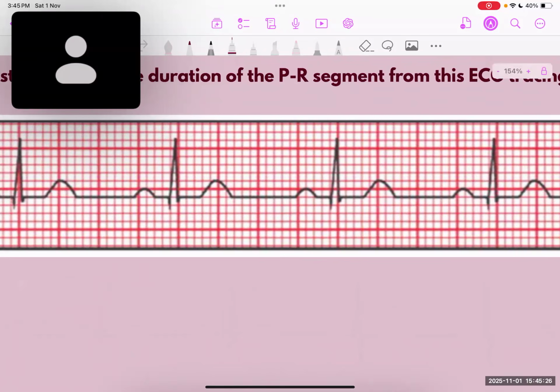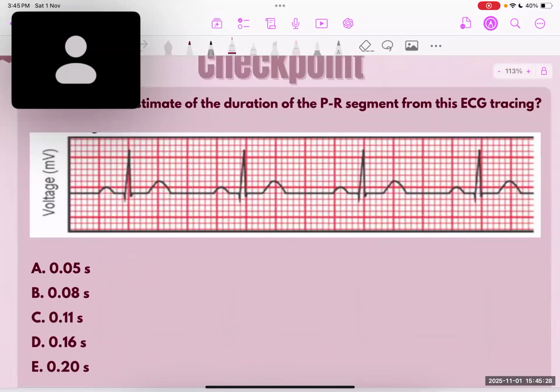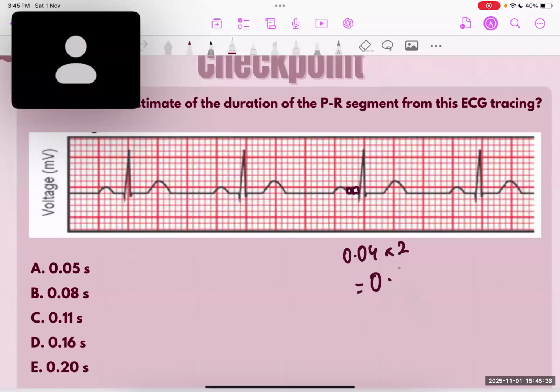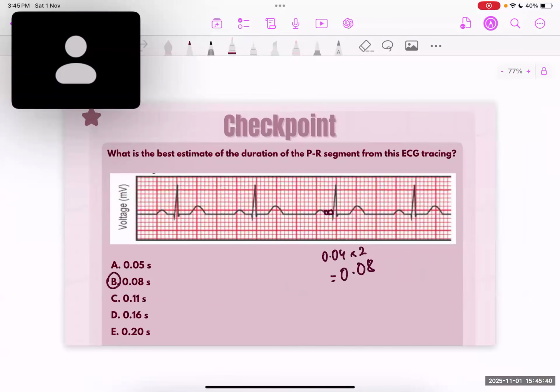Can I have a values? Yes, B. Yes, it's B. So basically, we're going to have 2 small boxes here. So 0.04 into 2, which will give you 0.08. That is giving you B. Is that clear to everyone?